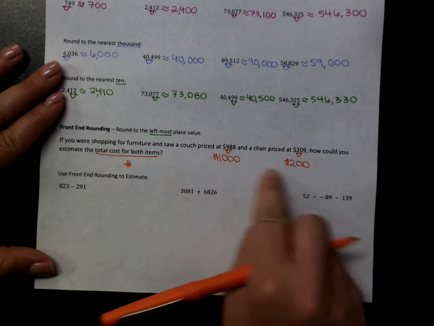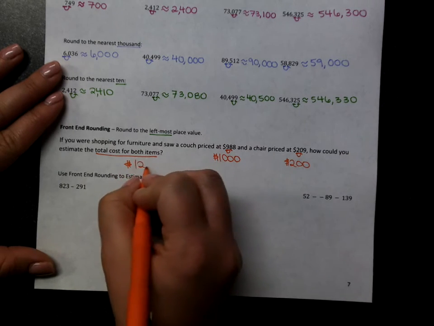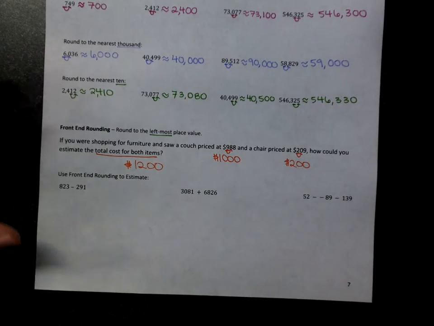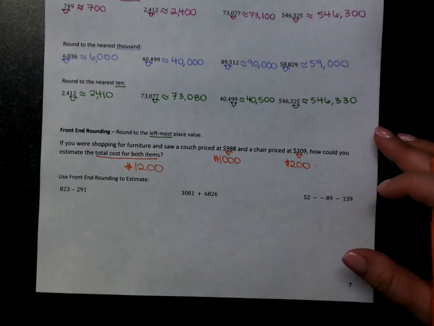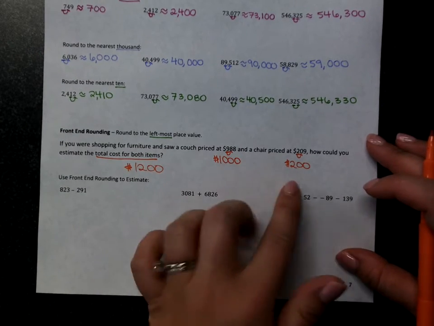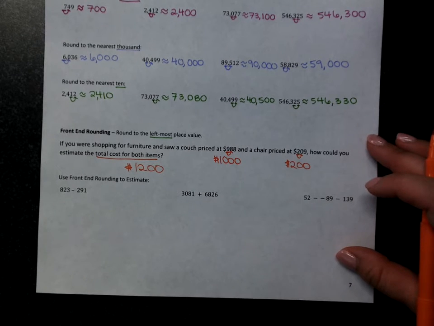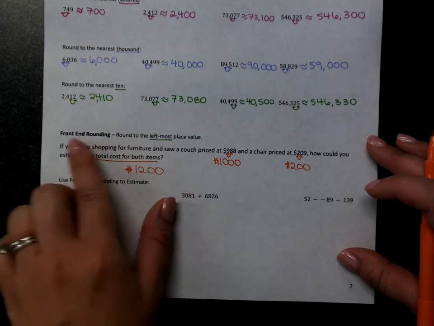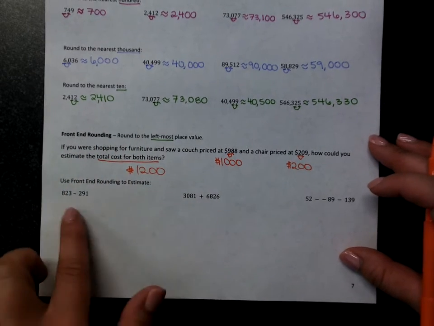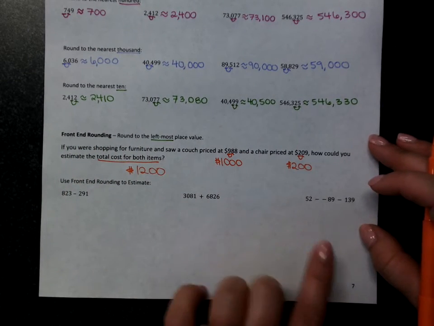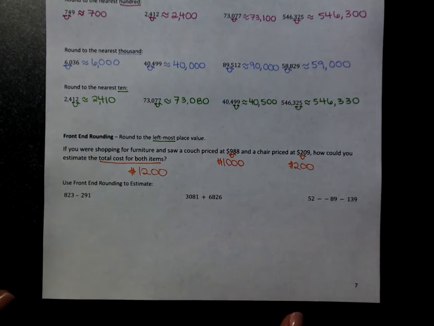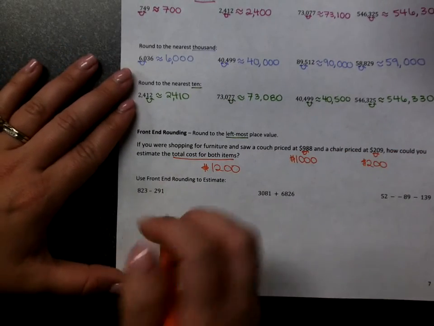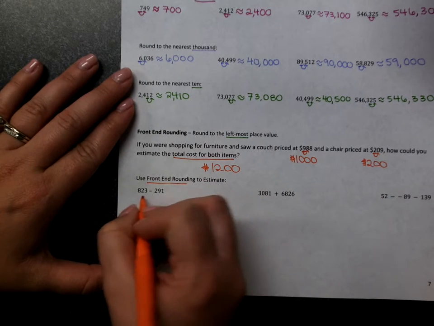We would just add our two rounded numbers together and we would estimate $1,200. Plus tax and all that other fun stuff. But if we were just kind of walking around trying to keep numbers in our head, that would be the easiest way to do that. So we're going to use that idea of front-end rounding to round these operations. We don't have a calculator and we don't need exact answers. We're just going to round off and get approximations. So we're going to use front end rounding.